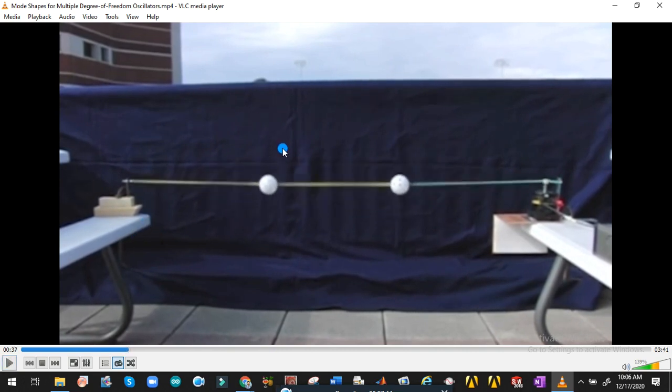So you can say that in case of 3 degrees of freedom, what will happen? There will be 3 possible types of mode shapes. Now what are the possible types of mode shapes? How will the system vibrate? We are interested to find that.